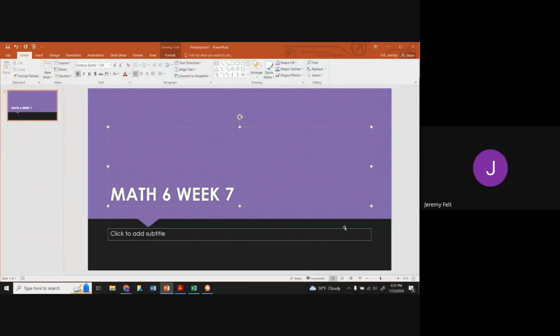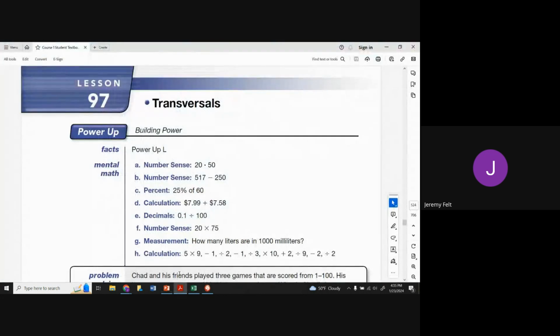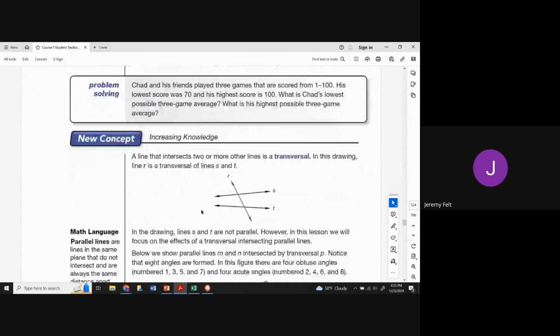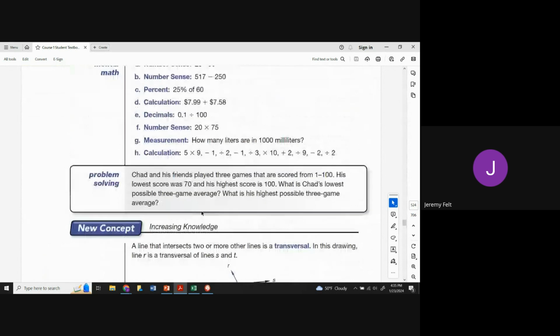Hi guys, it is week 7 that we are looking at, and the 3 lessons we're going over this week are 97 for one day and then 98, 99. So those 3 lessons will get us covered for the week. So lesson 97, you can go and flip over. This is on page 503.